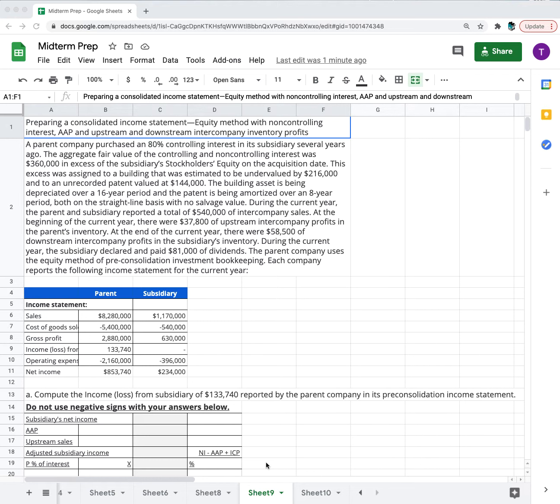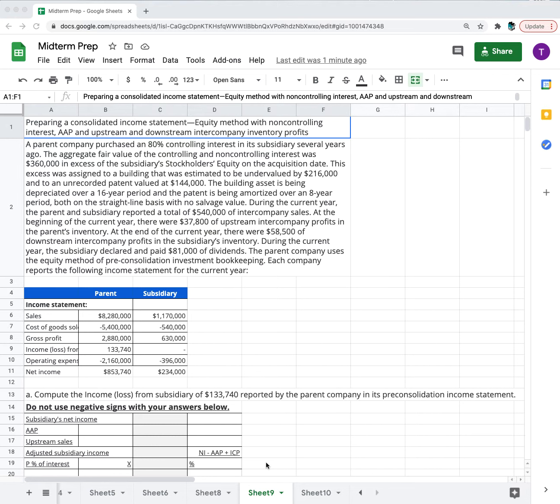The building asset is being depreciated over a 16-year period, and the patent is being amortized over an 8-year period, both on a straight-line basis with no salvage. During the current year, the parent and subsidiary reported a total of $540,000 of intercompany sales. At the beginning of the current year, there were $37,800 of upstream intercompany profits in the parent's inventory. At the end of the current year, there were $58,500 of downstream intercompany profits in the subsidiary's inventory.